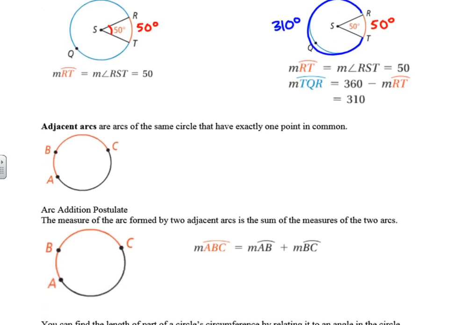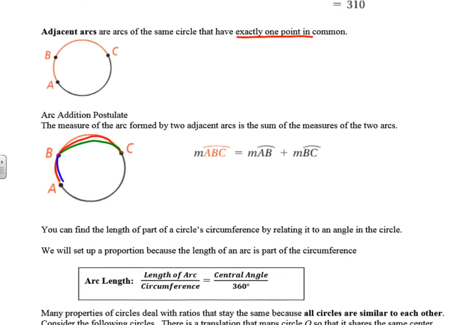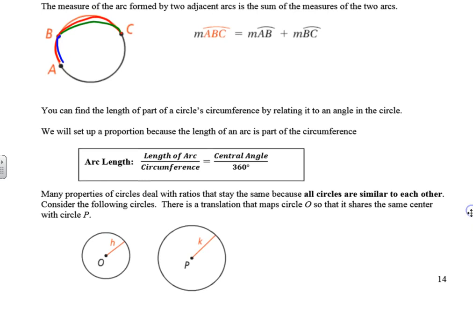All right, and then some other things that you would assume make sense. Adjacent arcs are arcs of the same circle that have exactly one endpoint in common. So AB and BC. And so we have the arc addition postulate, which means the measure of this entire arc here is equal to the two smaller adjacent arcs added together. So nothing really complex there, just things that make sense.